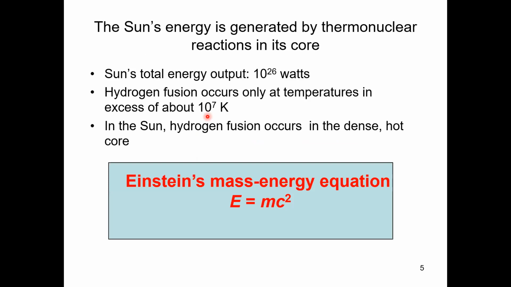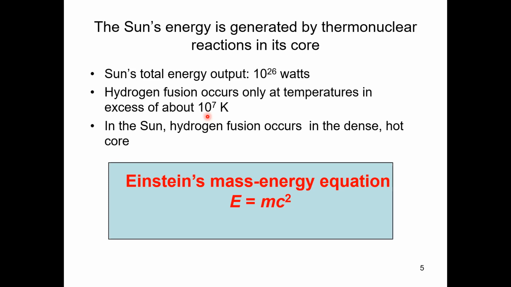So what drives the sun? It's basically the nuclear fusion, right? Nuclear reactions that are happening deep in the core of the sun. Some of the numbers here, I think it's very handy if you remember them. The sun's total energy output is 10 to the 26, I think it's easy to remember, 10^26 watts.